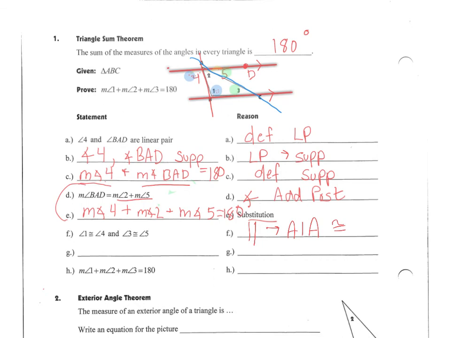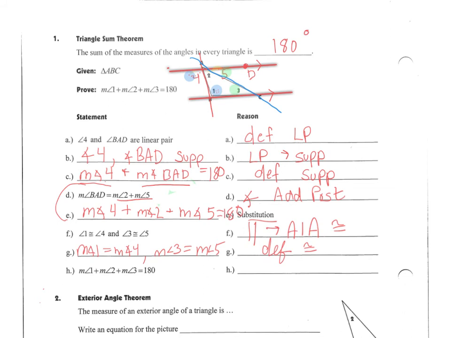If we know that they're congruent, now what we can say is that the measure of angle 1 is equal to the measure of angle 4, as well as the measure of angle 3 is equal to the measure of angle 5. And that, of course, is our definition of congruency.